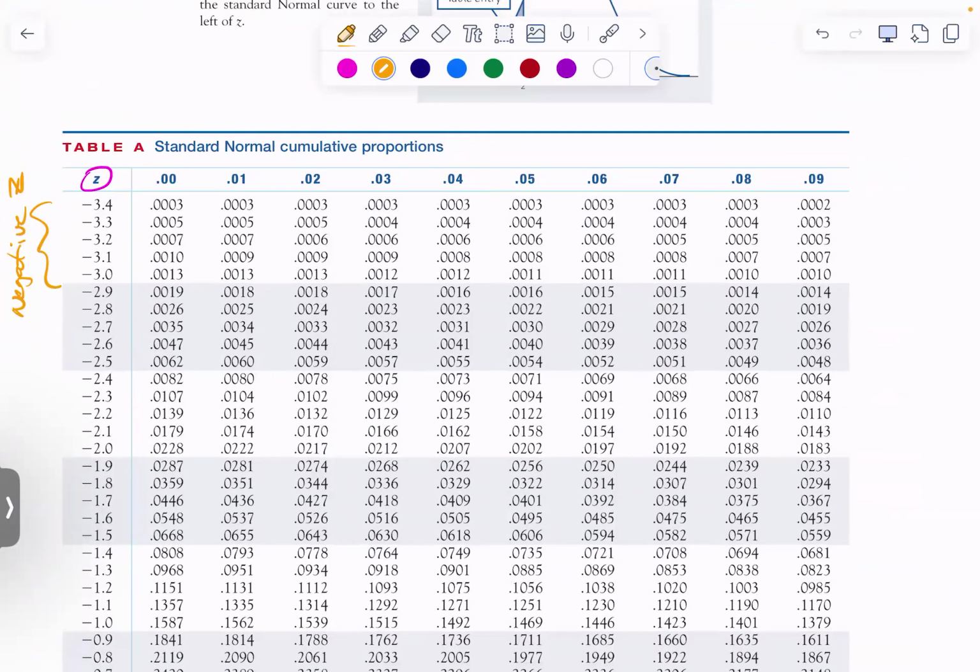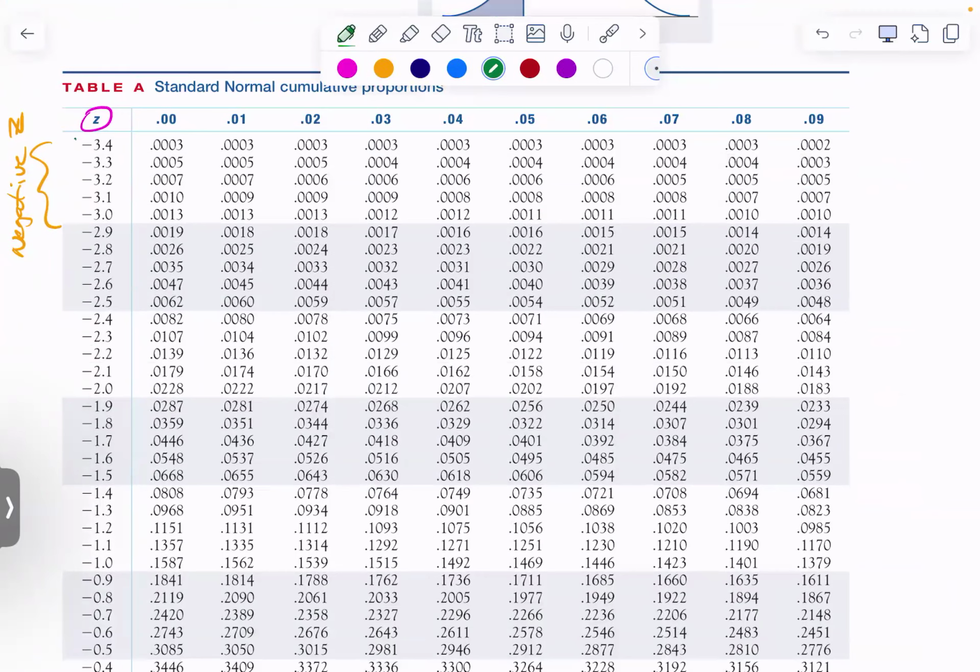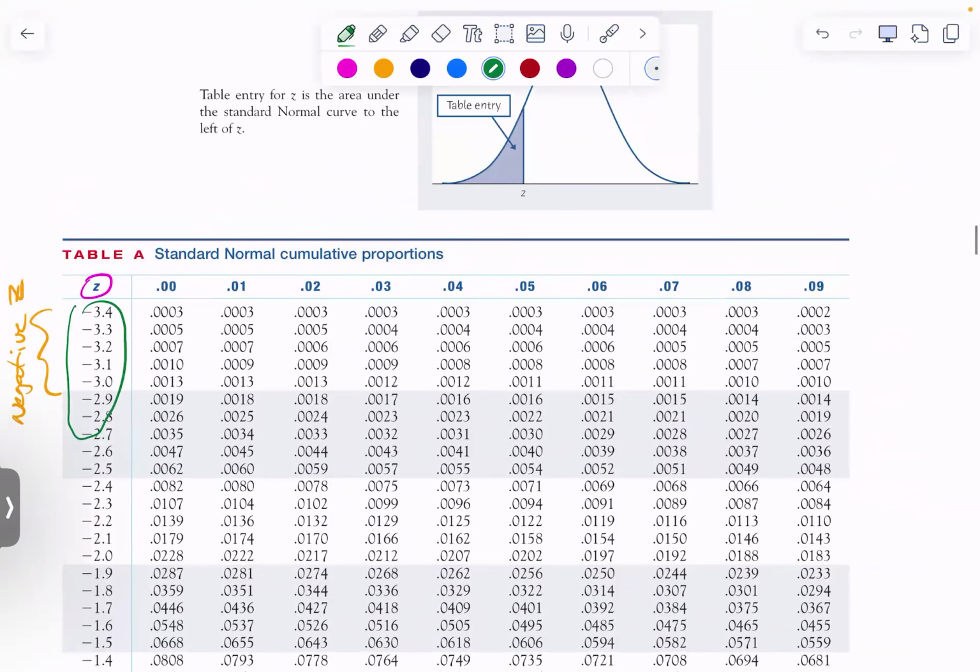In the left-hand column, you're going to have the whole number of Z as well as the first decimal place. So here, this is the whole value of Z and the first decimal place.